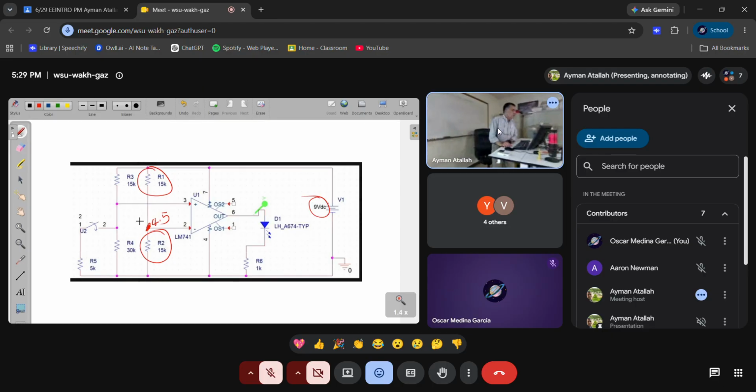Okay. So on this side here, I have 30, forget about this for now. I have 30 and I have 15K. So the voltage here is something like 2/3 of 9 volt. So the voltage here will be 6 volt.